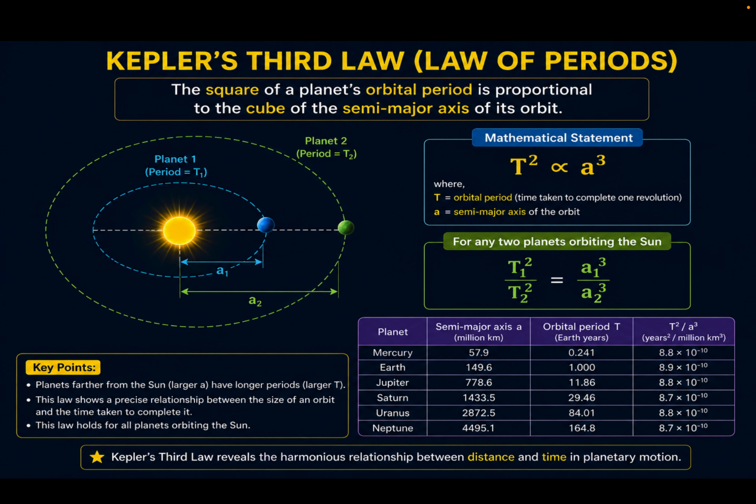So we know that the semi-major axis is half of the entire major axis, from one end to the other end, that is, from the center to one end. And if we assume the orbit to be circular, then T squared is proportional to r cubed. The same law is applicable even for a circular orbit, where T squared is proportional to r cubed.